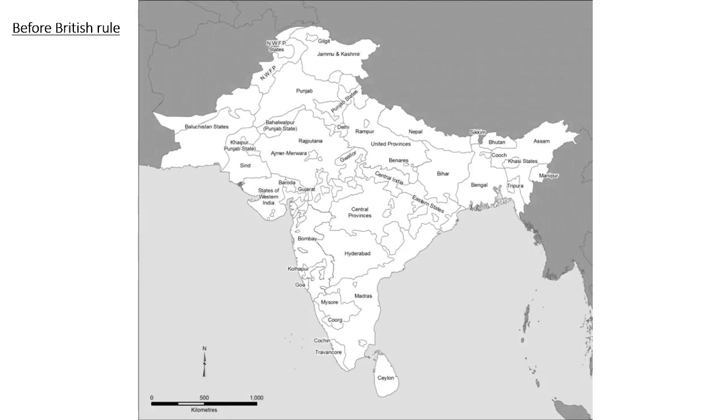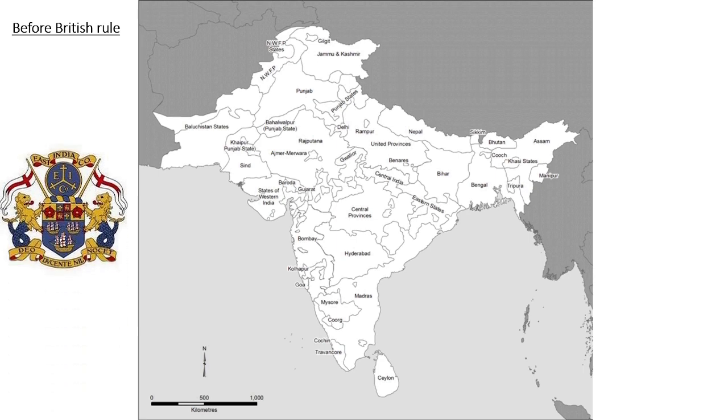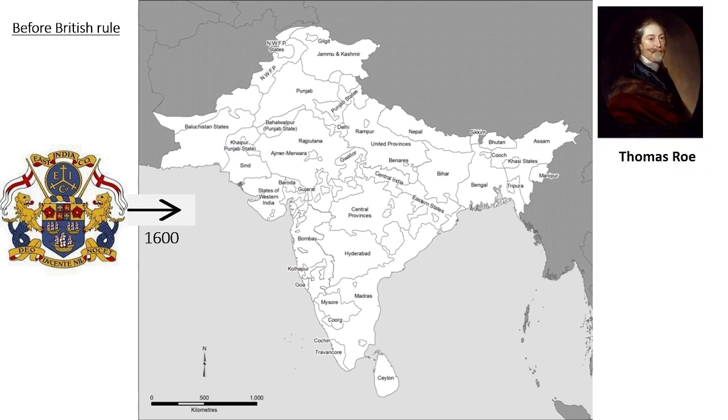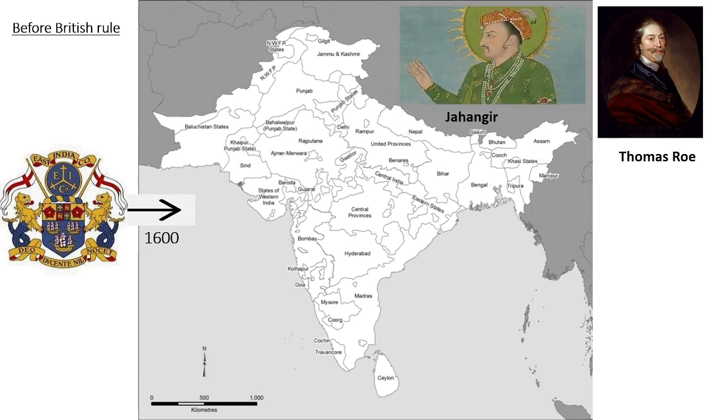Before British rule, the undivided India looked like this. Then the East India Company first came to India in 1680. The company representative Thomas Roe signed a treaty with the then Mughal Emperor Jahangir to conduct trade in eastern and western India. As per the treaty, they first set up their factory in Masulipatnam, Visakhapatnam in 1611, the second at Surat in 1613 and the third one at Chennai.